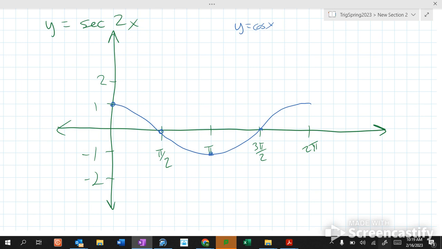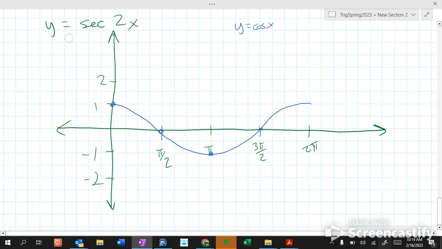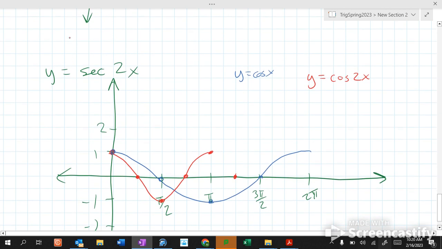Okay. So if we're squeezing it twice as skinny, basically, before I draw my secant graph, I'm going to draw my cosine graph of 2x. So I'm making it twice as skinny. Here, here, here, here, here. And because I'm not hitting the x-axis enough, I'm going to go to here as well. Okay?